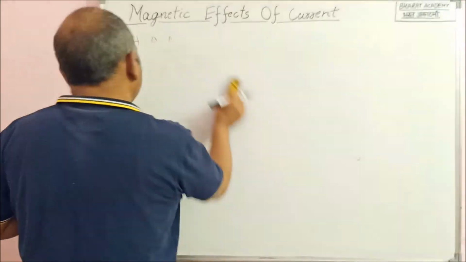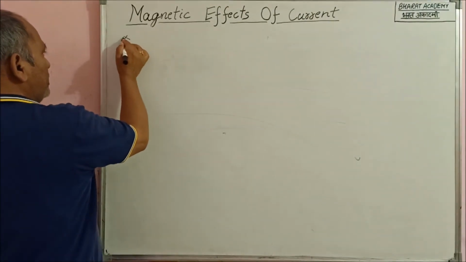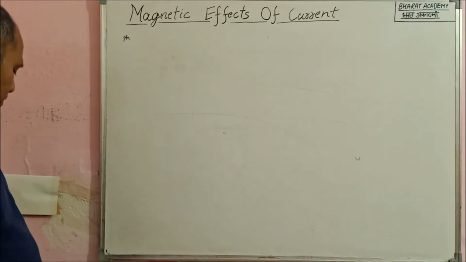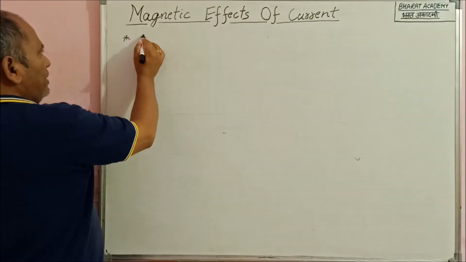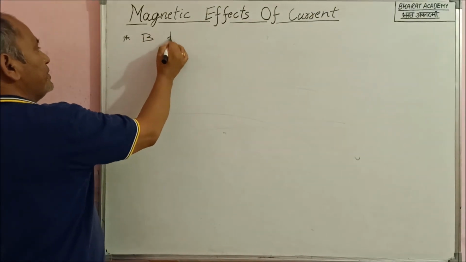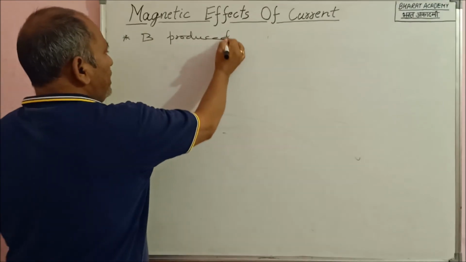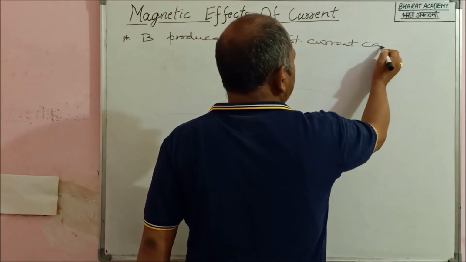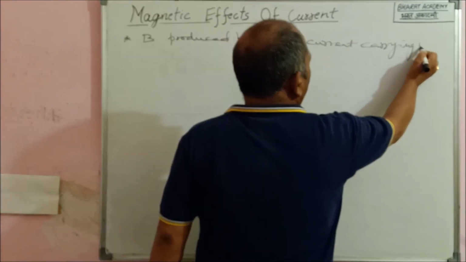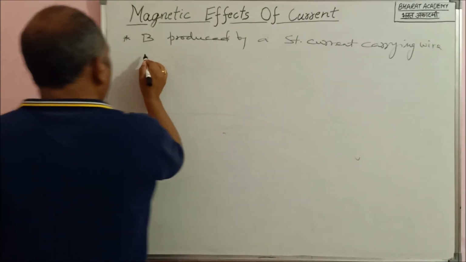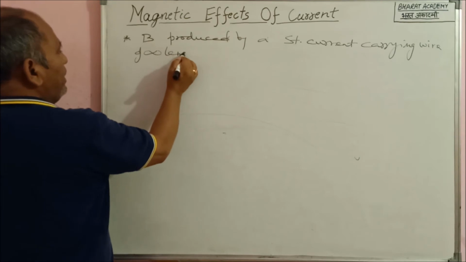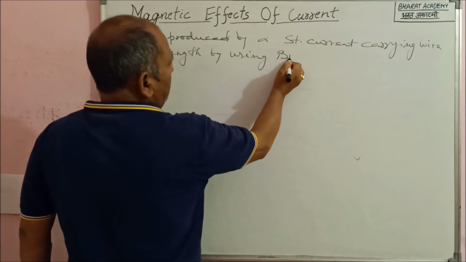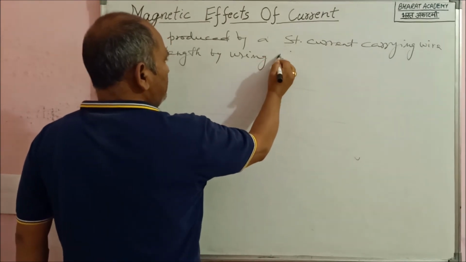By using this formula, a shortcut is also there, though we do not use it unless it is required. We use the Biot-Savart law for that. But if it is an emergency, then we can find the magnetic field produced by a straight current carrying wire of infinite length by using Ampere's Circuital law.